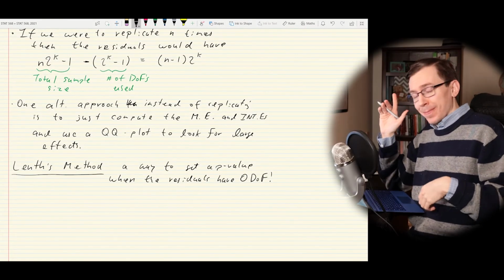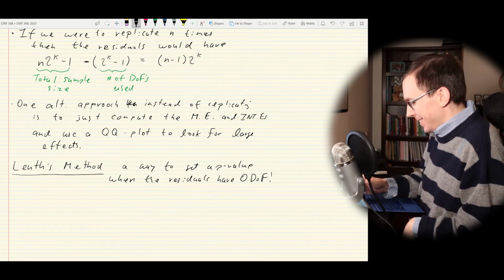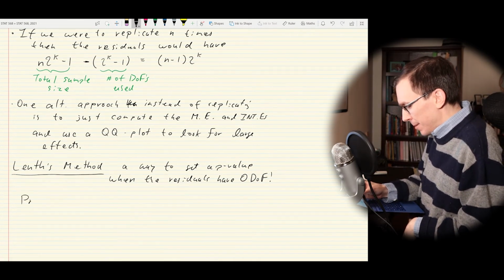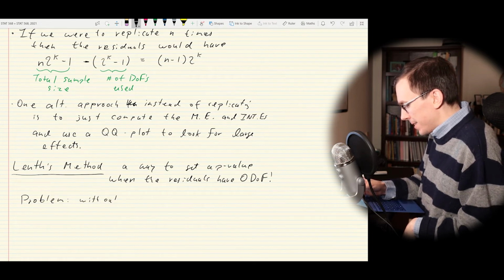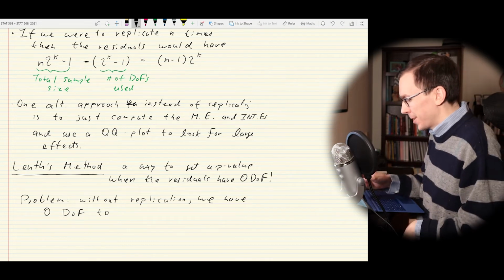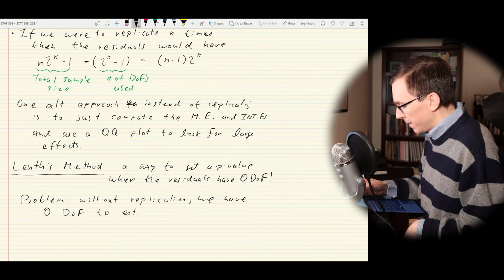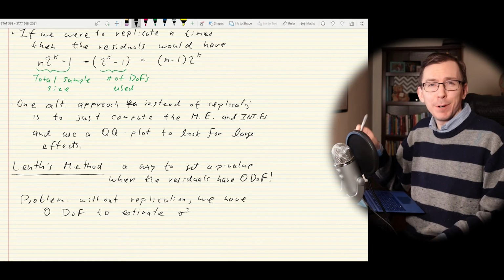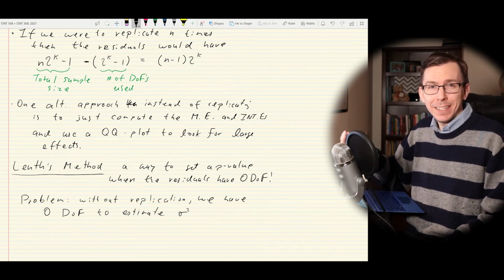All right. So what's the problem? Well, the problem is that without replication, we have 0 degrees of freedom for the residuals. But what does that mean in practice? It means that we have 0 degrees of freedom to estimate sigma squared, the variance, because that's actually what we're doing in the denominator of the F statistic, right?